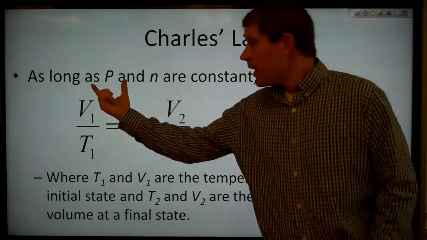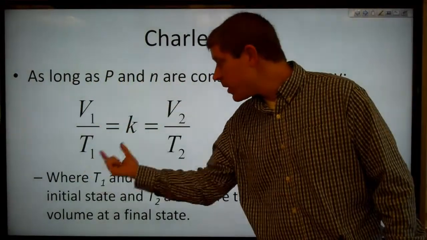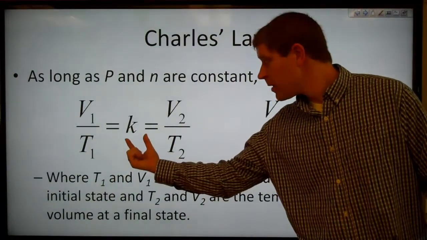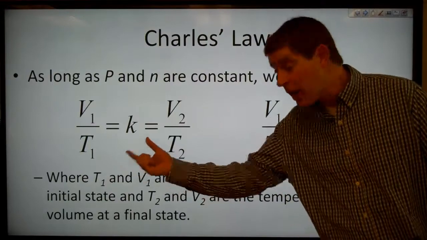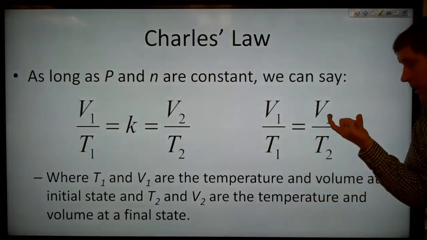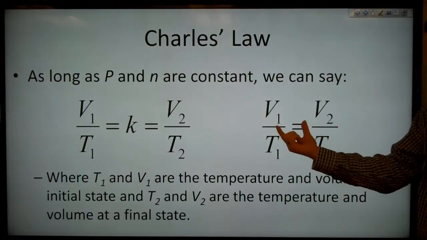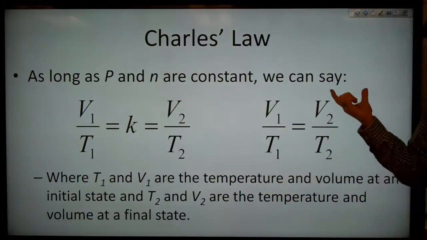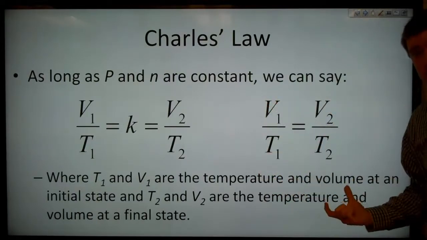As long as pressure and number of moles are constant, then we can say V1 over T1 is equal to that constant K. But we also know that V2 over T2 is equal to that constant K. So now we can say V1 over T1 is equal to V2 over T2. This is Charles's law. So now we have our initial volume and temperature and a final volume and temperature, and we know that that first ratio has to be equal to that second ratio.